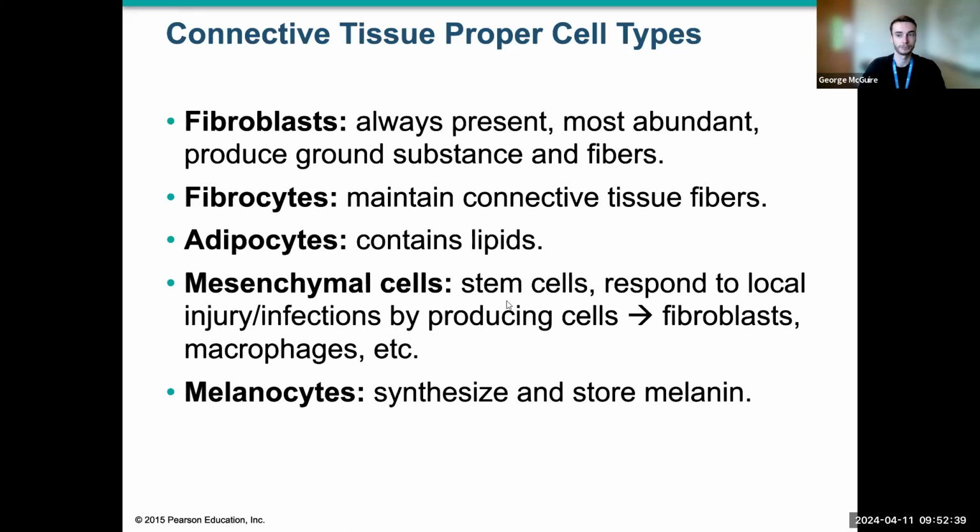Mesenchymal cells, like I said, are those major stem cells that are going to be producing the blasts for all of our different cell types. They respond to injury and infection to start reproducing and replacing those damaged cells. Melanocytes are producing melanin, that pigment melanin, so the protein that is going to protect your skin from UV radiation, absorb those light rays, those photons that could damage the underlying cells.